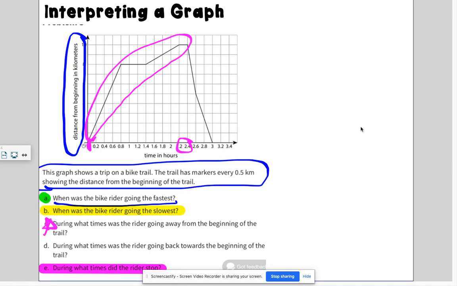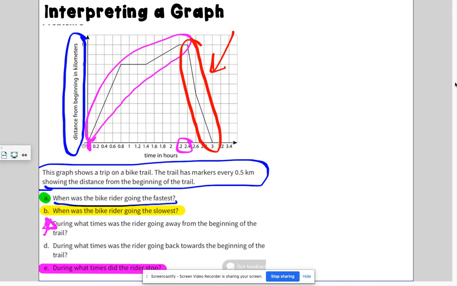And then, during what times was the rider going back towards the beginning of the trail? That's going to be everything we haven't marked, because that's the part where they are going back to the start. They've reached the top, or the place they were trying to get to, and now they're trying to get back to the car. It looks like they're going really fast, so maybe they're going down a hill, or it started raining and they're trying to get out of there. But this is the part where they're returning to the beginning, because it is a downward slope, so their distance from the beginning is decreasing.